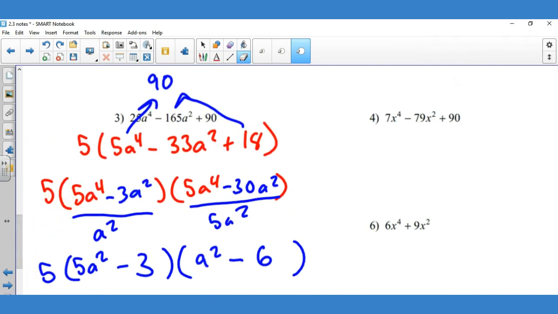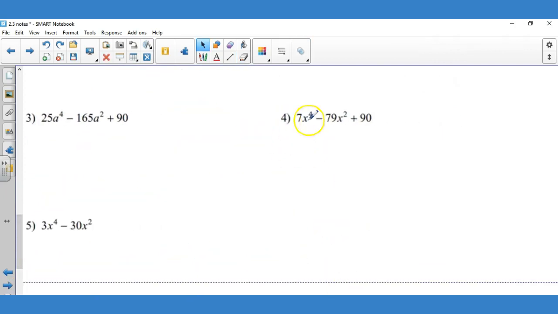All right, number 4 here. Find the greatest common factor. Well, it appears there's no greatest common factor. Like I know 7 doesn't go into 79. 11 times 7 is 77. So 7 doesn't go into 79. So there's no greatest common factor. Well, the greatest common factor is 1. So we don't factor out anything.